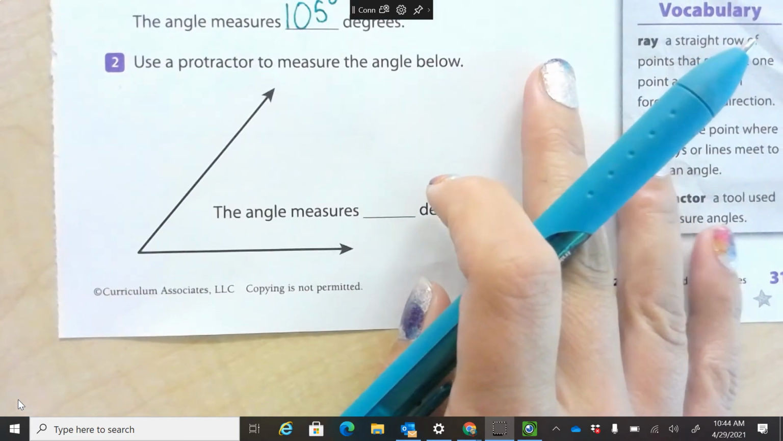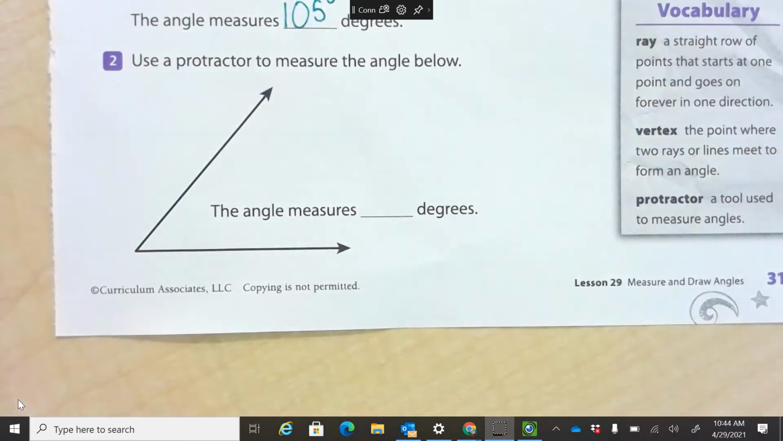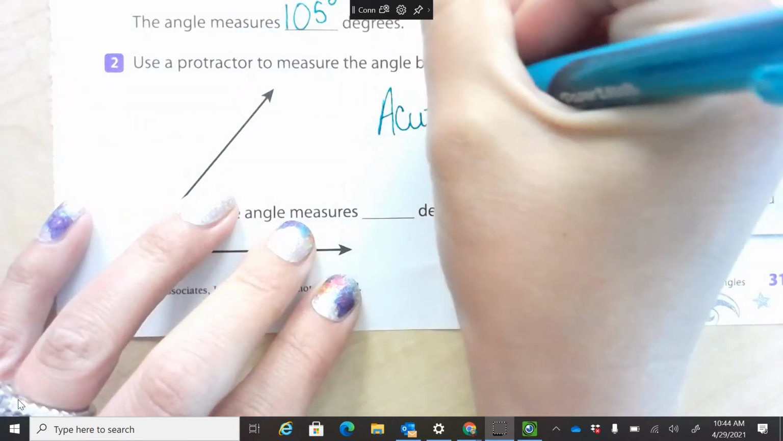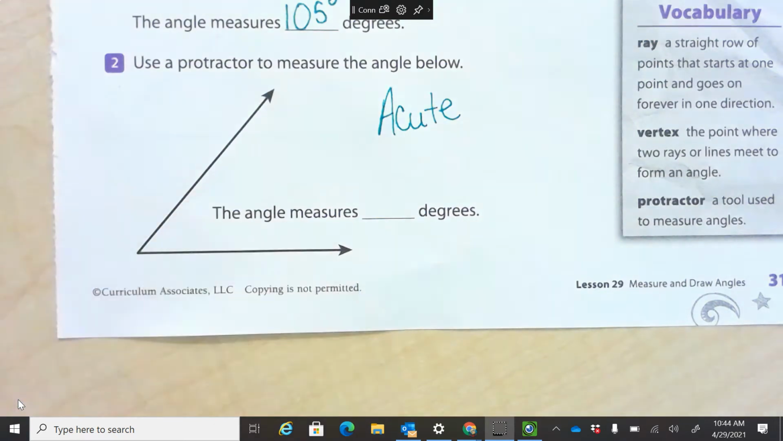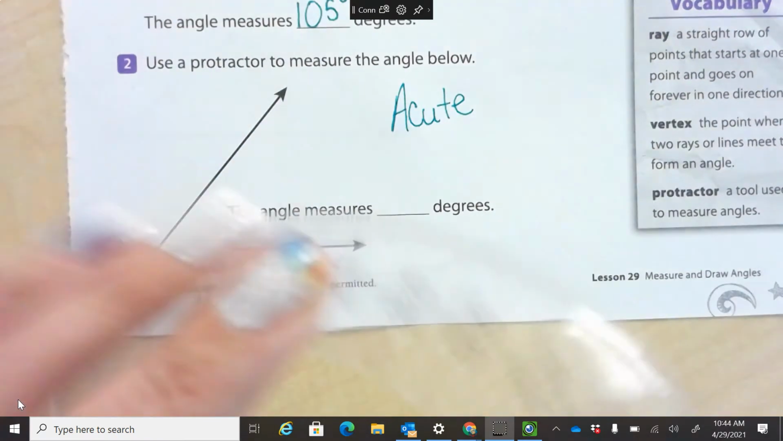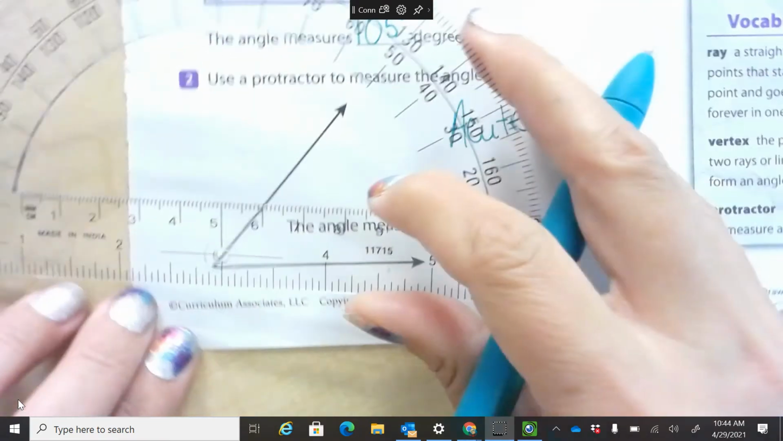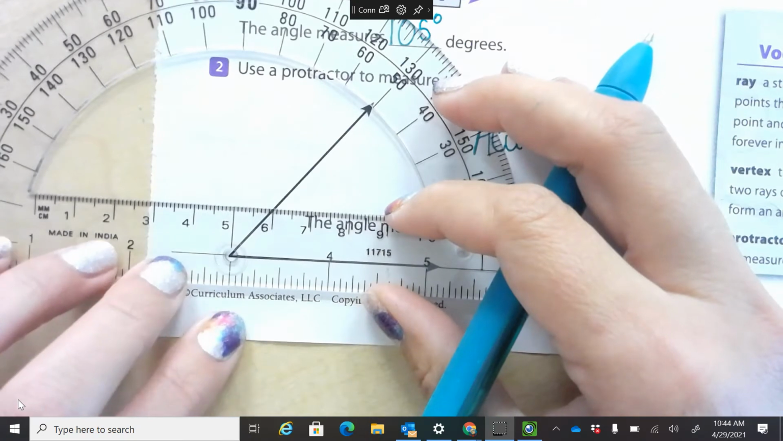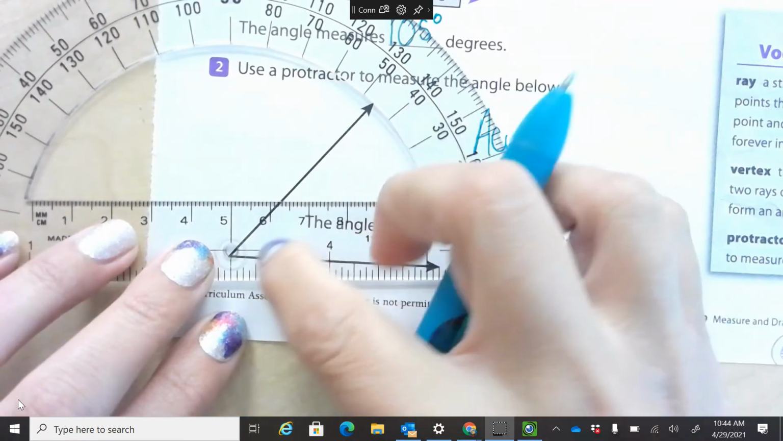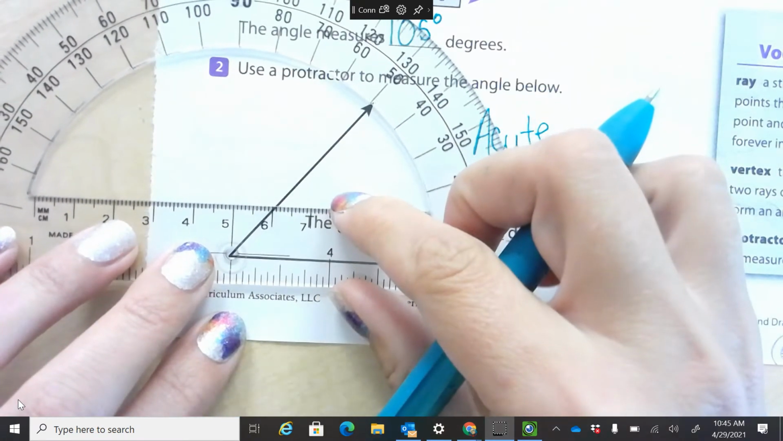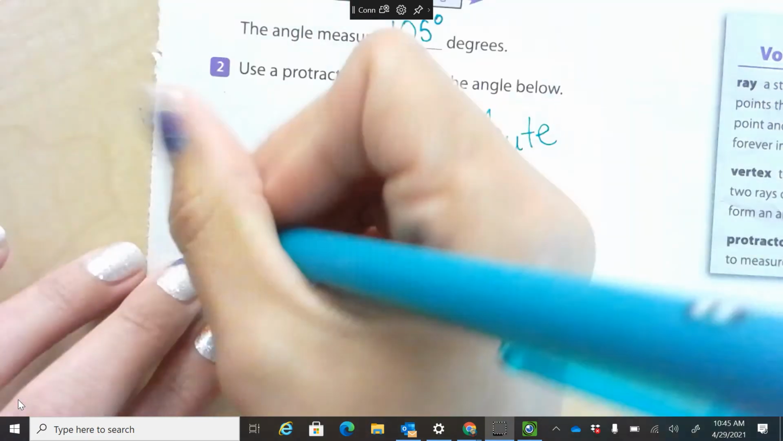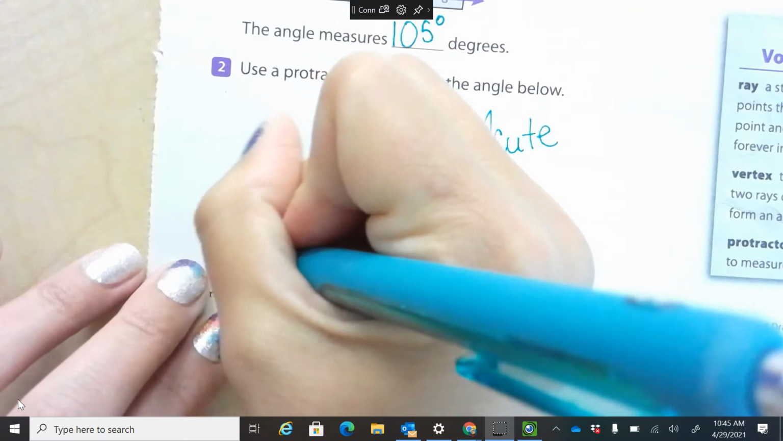Noah, what type of angle is number 2 before we measure it? Acute. It is 50 degrees. Okay. So we know it's going to be less than 90. So we're going to put our protractor down like this. You see how this black line is lined up perfectly with the baseline? So when I say baseline, I'm referring to this line right here.